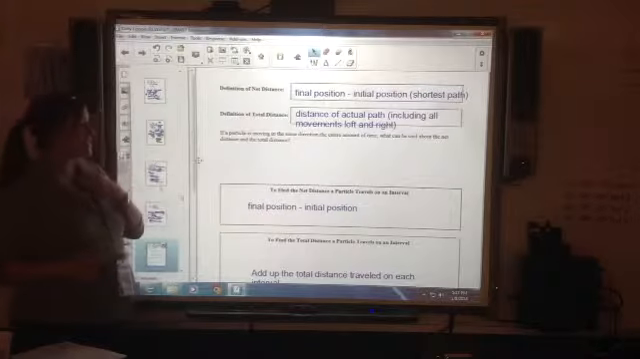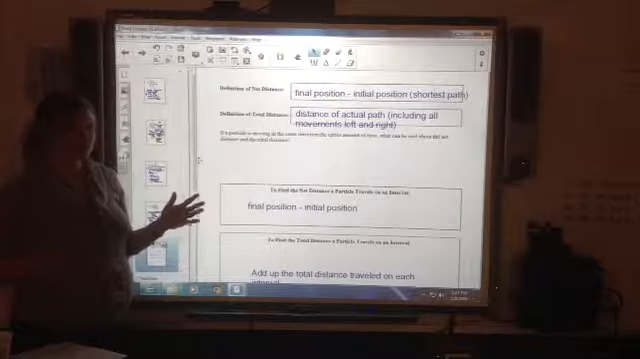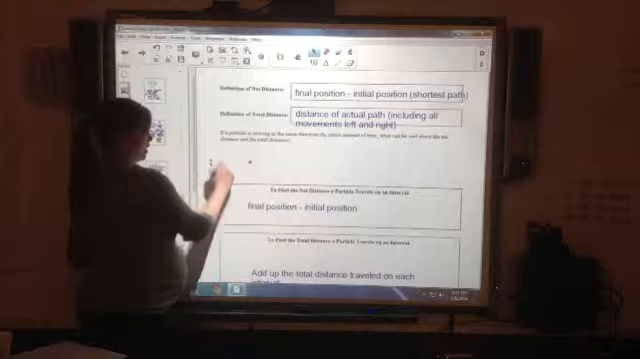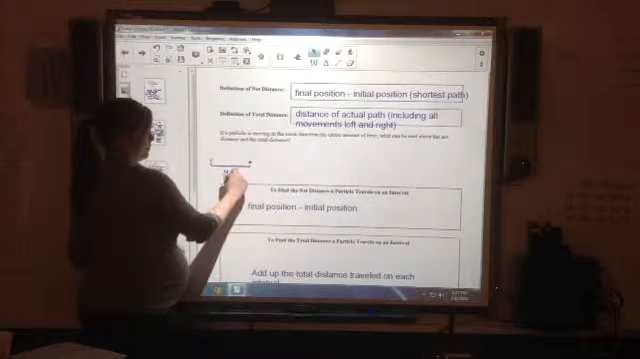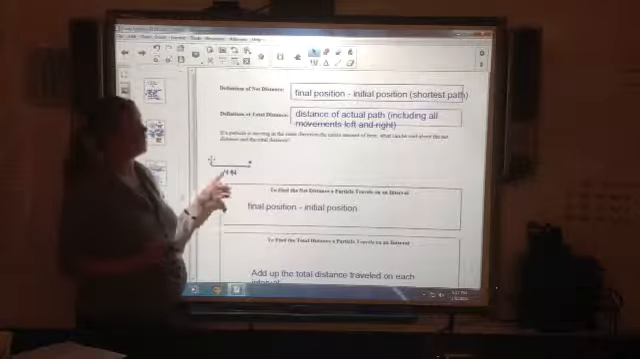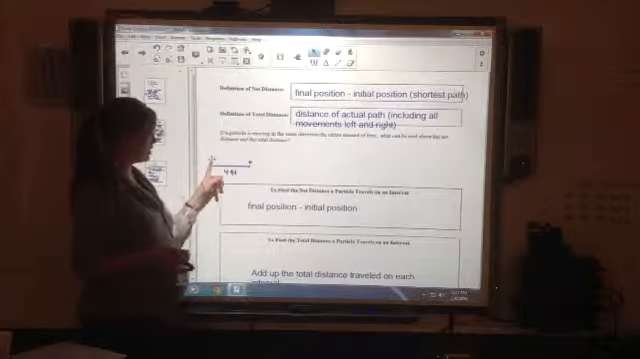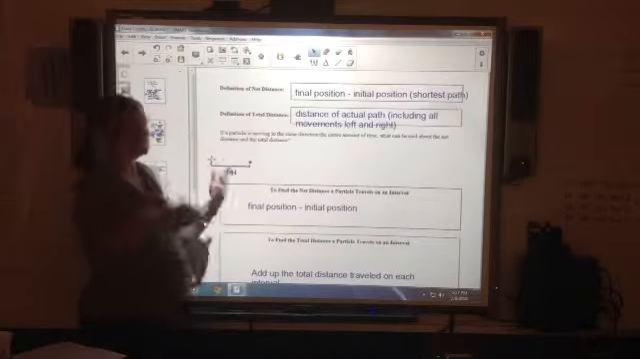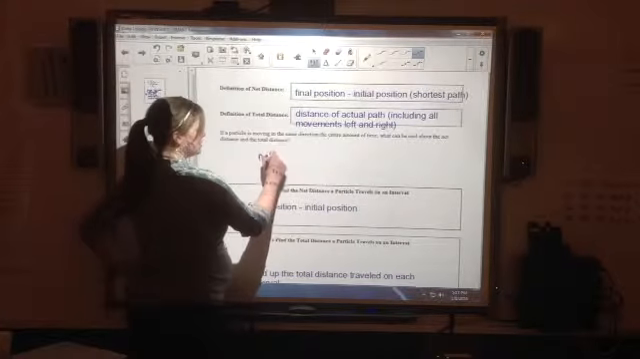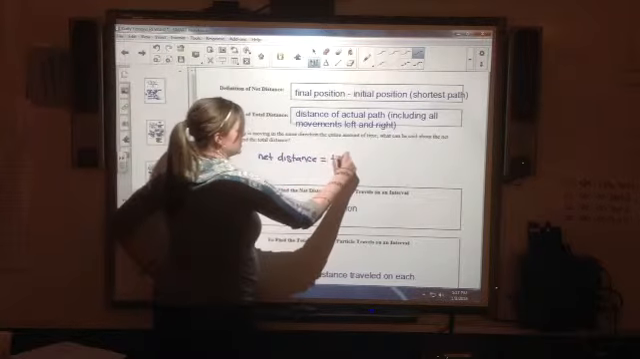So if a particle is moving in the same direction the entire amount of time, net distance and total distance, if I start at point A, and I end over here, and let's say I went 4 feet. My final position minus my initial position is going to be 4 feet. That is going to be my net distance. My total distance, I walked from here to here, 4 feet. Same thing. So if you're moving the same way the entire time, your net distance equals your total distance.